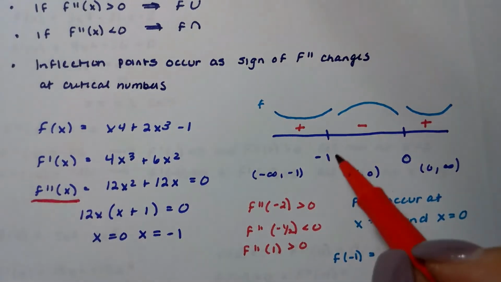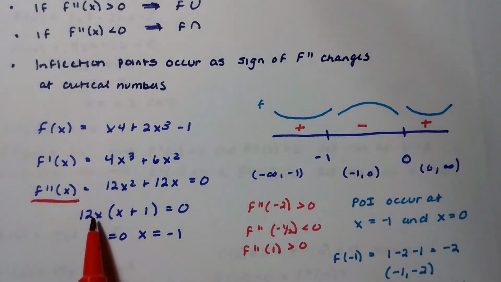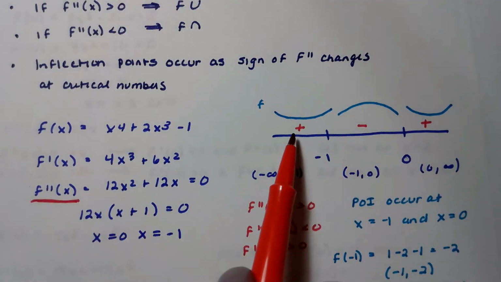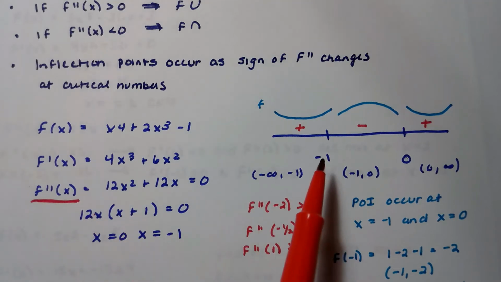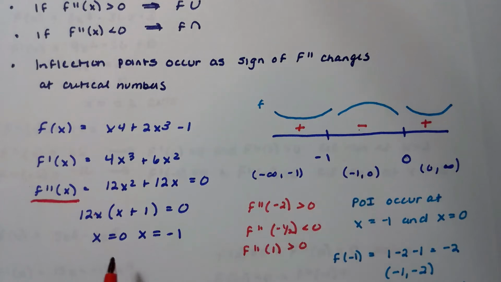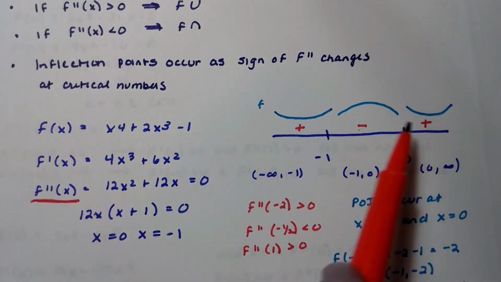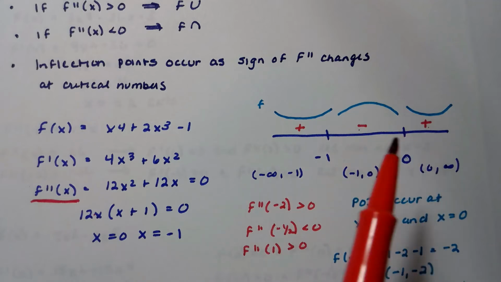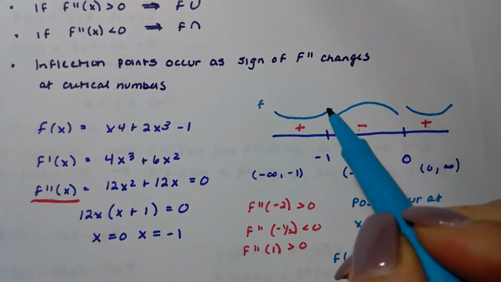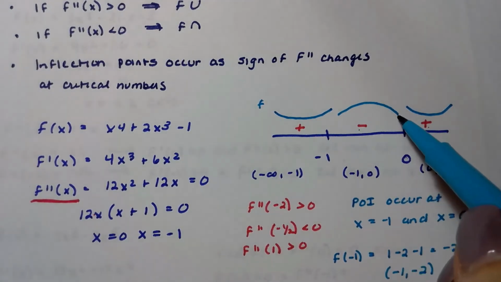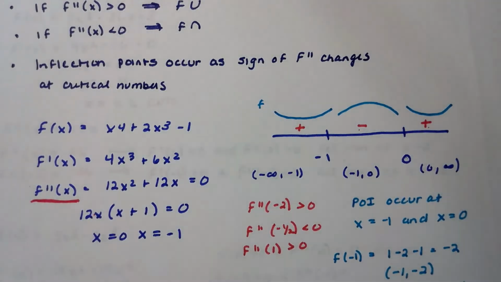When I plug in a -2, I see that I get a negative times a negative, which gives me a positive. When I plugged in the -1/2, I got a negative times a positive, which gave me a negative. And when I plugged in a 1, I get a positive times a positive, which is a positive. So these are the signs of my second derivative, and I know when the second derivative is positive, my graph's going to be concave up, negative, concave down, and here it's positive again, so it's concave up.